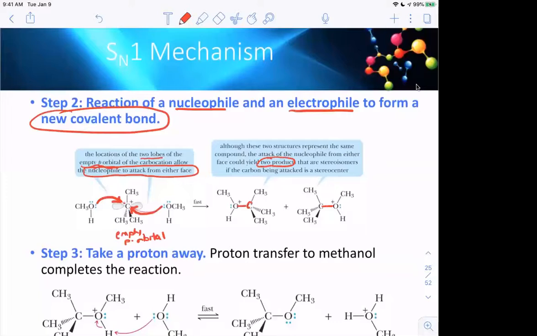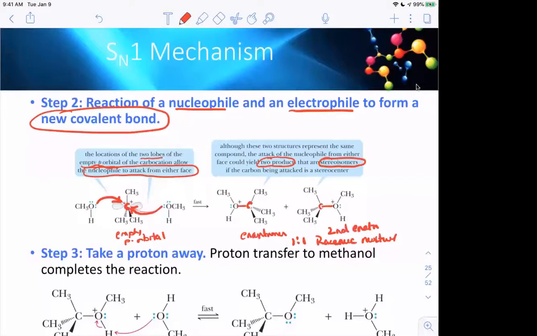If this is a stereocenter here, I will get stereoisomers. If that carbon is a stereocenter, what I would get here is one enantiomer. Here's the second enantiomer. This would form as a 1-to-1 racemic mixture, which means if this carbon initially had a stereocenter, I have now abolished it, and I have an equal amount of each enantiomer that is possible.